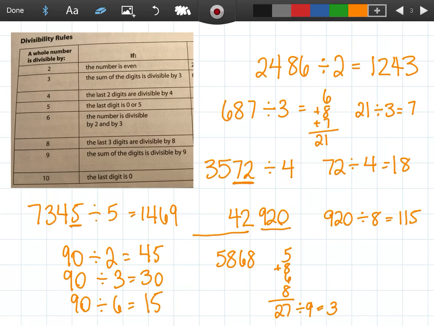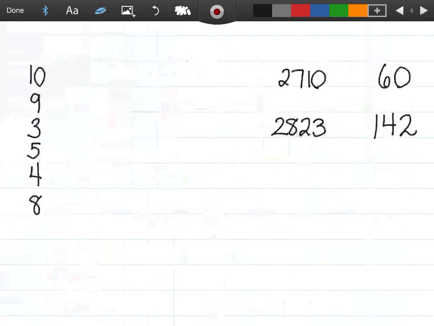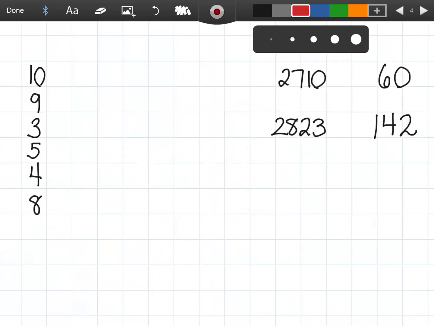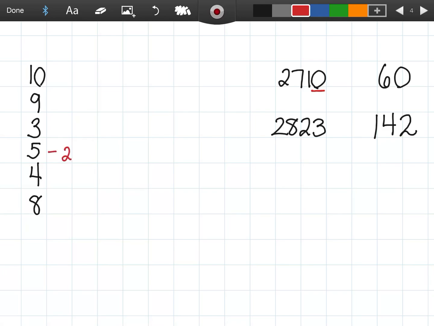The first question is asking you to do this. It gives you the numbers 10, 9, 3, 5, 4, and 8, and it's giving you a whole bunch of numbers in a chart. I've pulled out 4 of them, and they want to know which numbers these can be divisible by. So if we look at 2,710, it ends with that 0. If we look at our chart, we can know without even doing anything that it can be divisible by 5 because it ends in a 0. It also can be divisible by 10 because it ends in a 0.